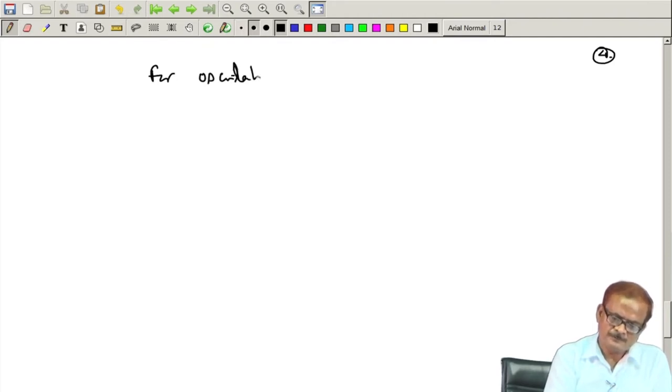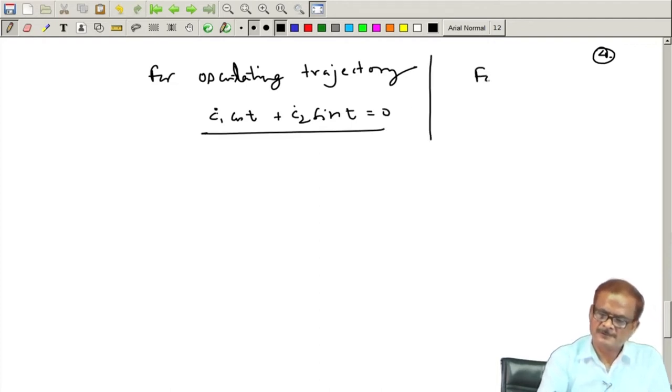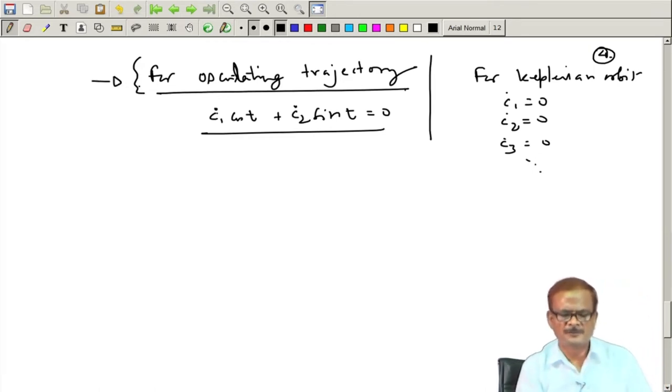For the osculating trajectory, we will set c1 dot cos t plus c2 dot sin t equal to 0. For a Keplerian orbit, c1 dot equal to 0, c2 dot equal to 0, c3 dot equal to 0, and so on. Here in this case, we are writing the osculating trajectory, which means I am comparing this problem with the orbit problem.